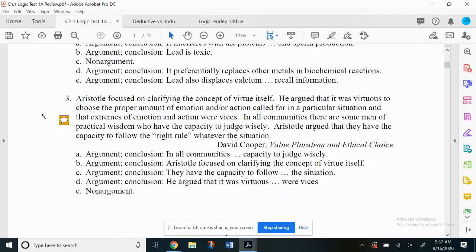Okay, we're back. How many of you thought E, non-argument? If you did, you were correct. You could have looked at the first and the last statement or any other statement in there to figure out, is it a conclusion? Do you see all other statements lining up? No, it's a bunch of information, but it's not connected to be an argument. So three is non-argument. Let's go to four.